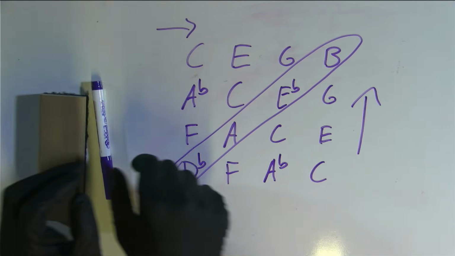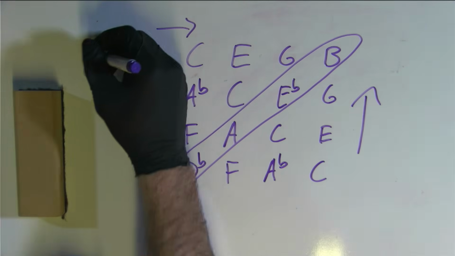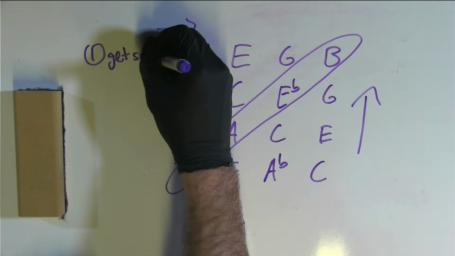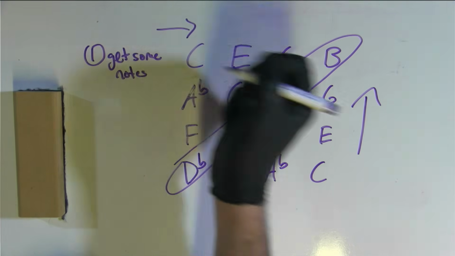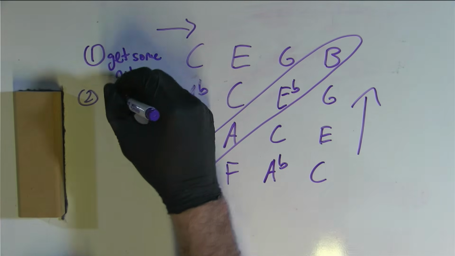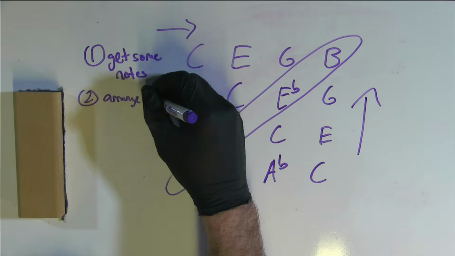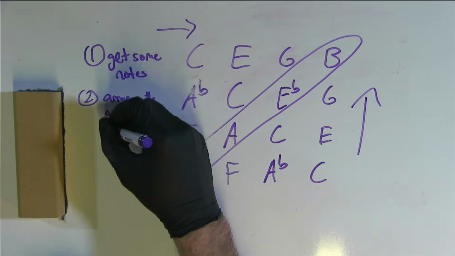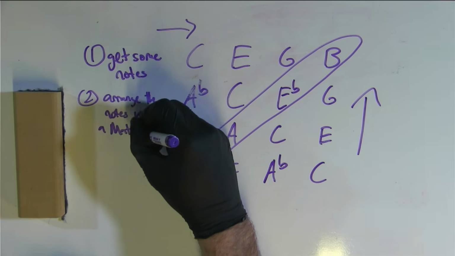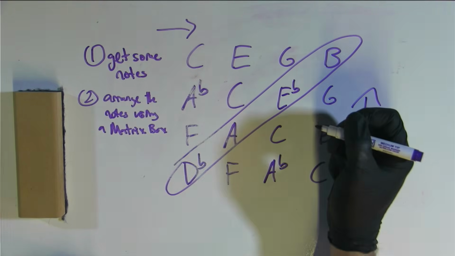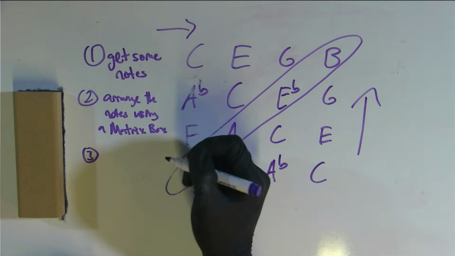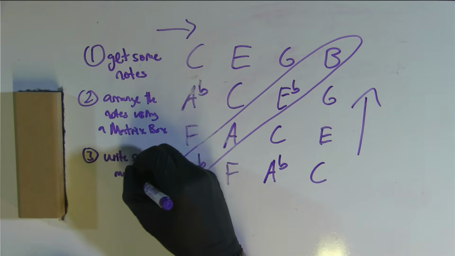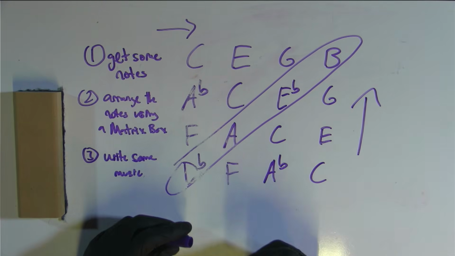So to recap, how do you do this? So get some notes. Cool. Arrange the notes using a matrix box. And then step 3 is write some music. It's not hard. It's really not hard.